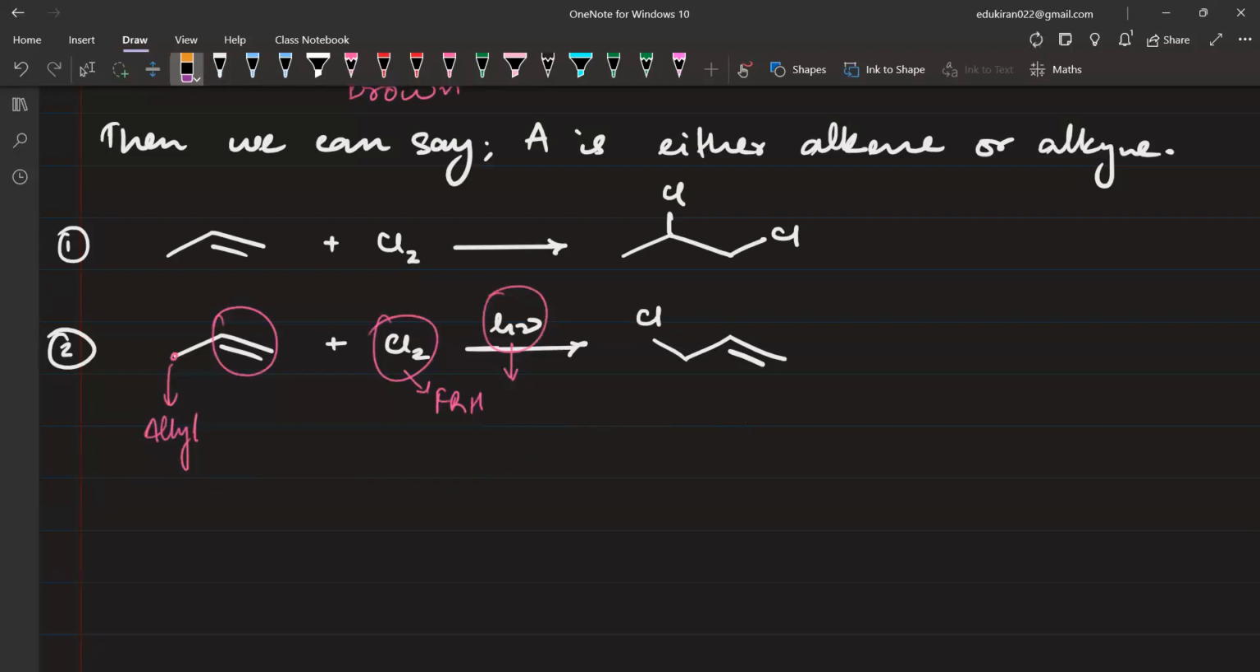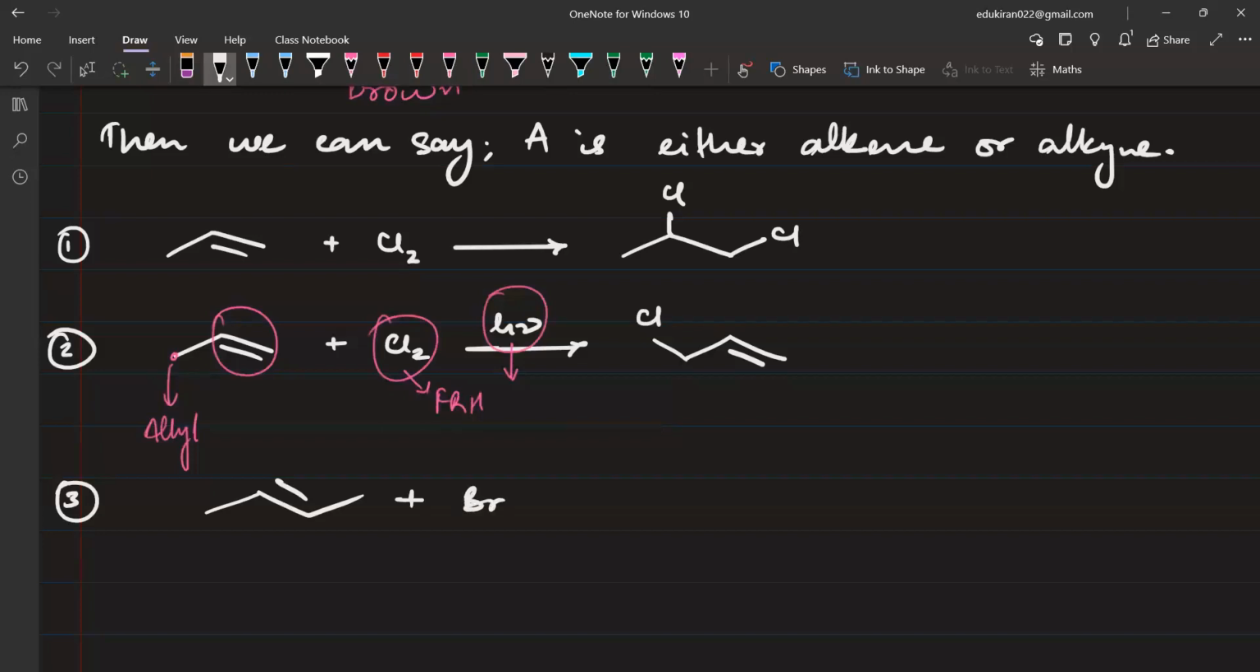Now, these things will be repeated for sure. Theek hai? So these fragments will be repeated. You have to identify the patterns here. If a free radical is forming, then the attack will be on the allyl position. If a free radical is not forming, then the attack will be on the alkene, where we are having double bonds. Theek hai? Chaliye.